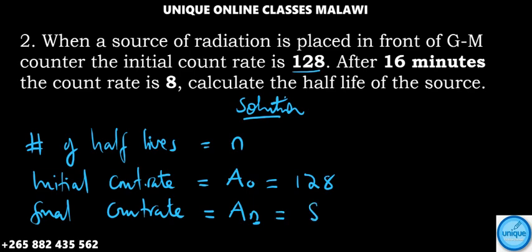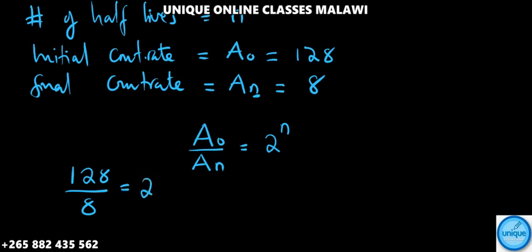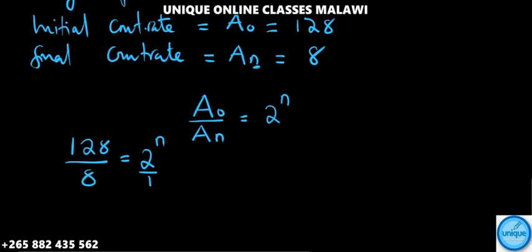So here we put 8. What we do, the formula says A naught divided by A n is equal to 2 to the power n. So A naught, that's 128, so we can put here 128 divided by the final count rate, which is 8, and the answer is equal to 2 raised to the power n. You see? So we can simplify this one. We can apply laws of indices.